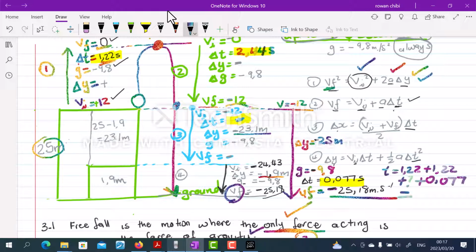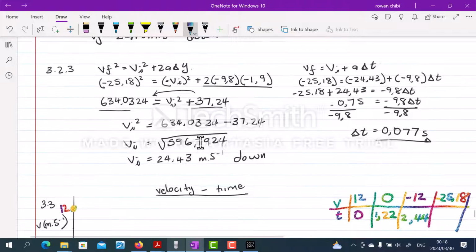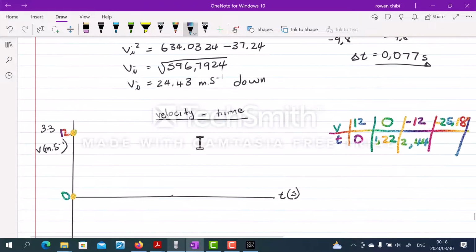So when you add all your times, it's like 1,22 plus 1,22 is 2,44 plus another time that we don't know plus that time. So we don't know what that time is. The question says sketch, so you don't have to stress yourself. We don't know what this time is, but don't worry, it's going to be more than 2,44.